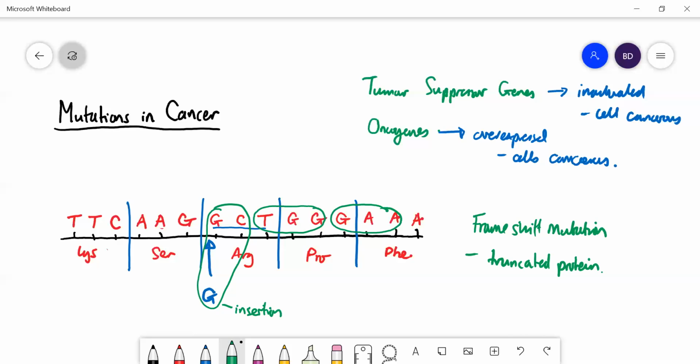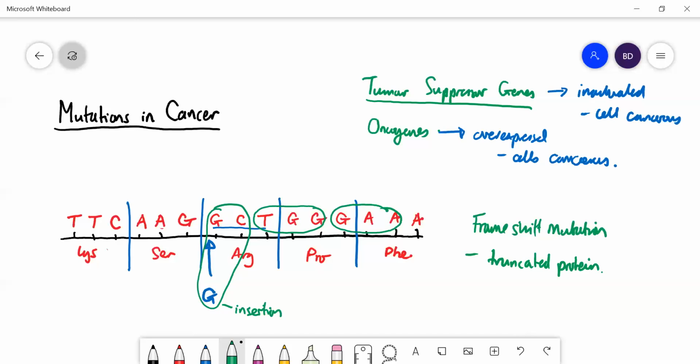Now, if you imagine that occurred in a tumour suppressor gene, you wouldn't get the gene product. So you'd only be working with one copy then. And if anything happened to the second copy on the other homologous chromosome, then that cell is going to become cancerous. So those kinds of insertions and deletions will mess up the tumour suppressor genes.